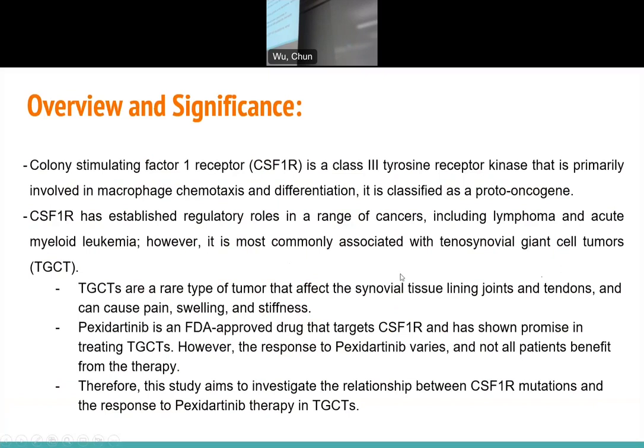pain, swelling, and stiffness. Pexidartinib is an FDA-approved drug that targets the CSF1R, and it has shown promise in treating TGCTs. However, the response varies, and not all patients will benefit from this therapy. So therefore, the study aims to investigate the relationship between the CSF1R mutations and the response to pexidartinib therapy in TGCTs.